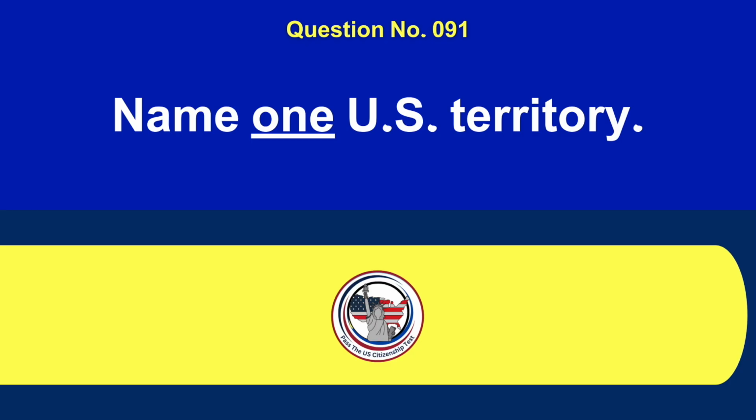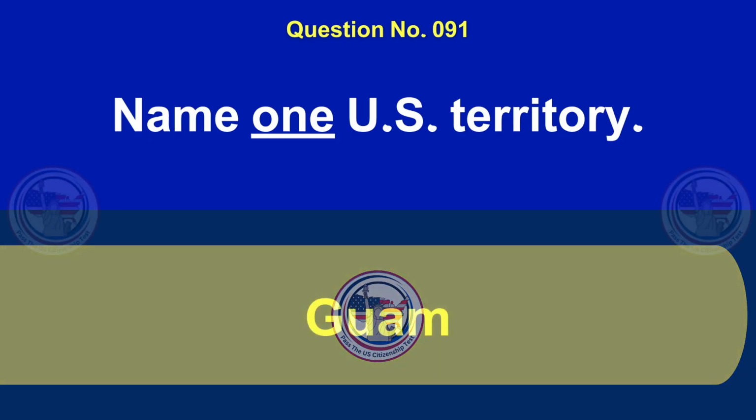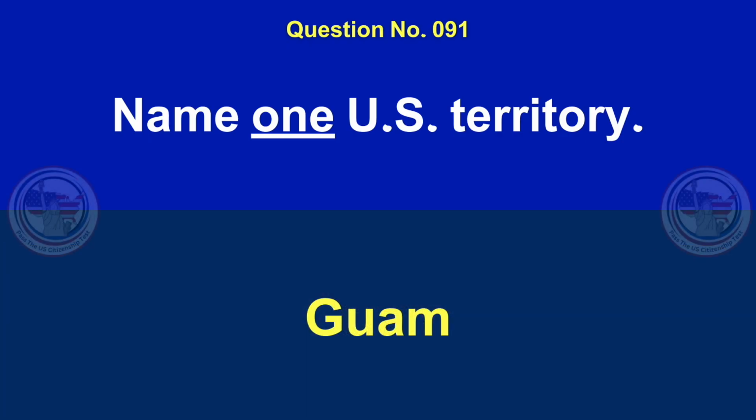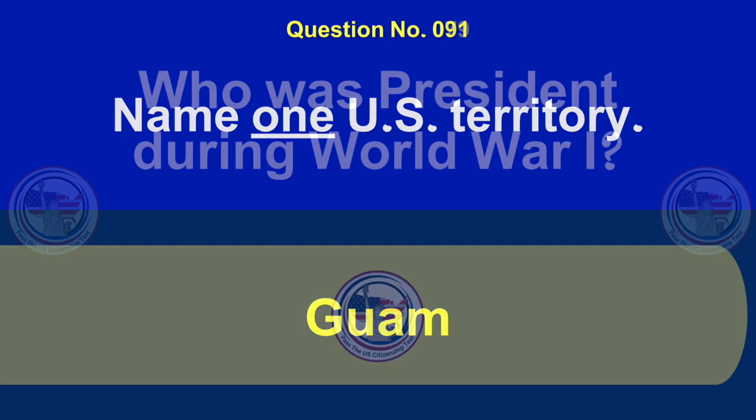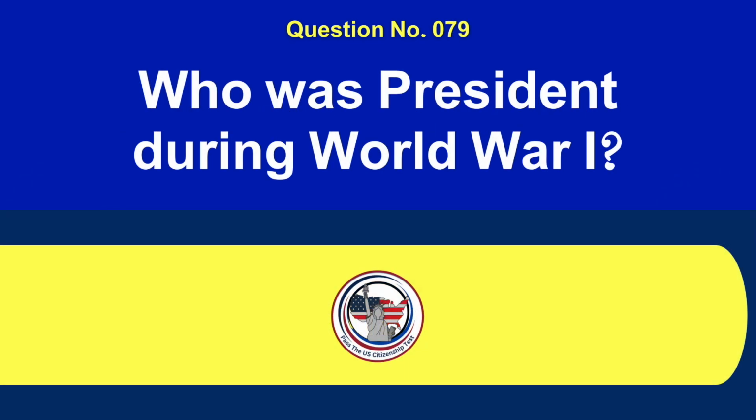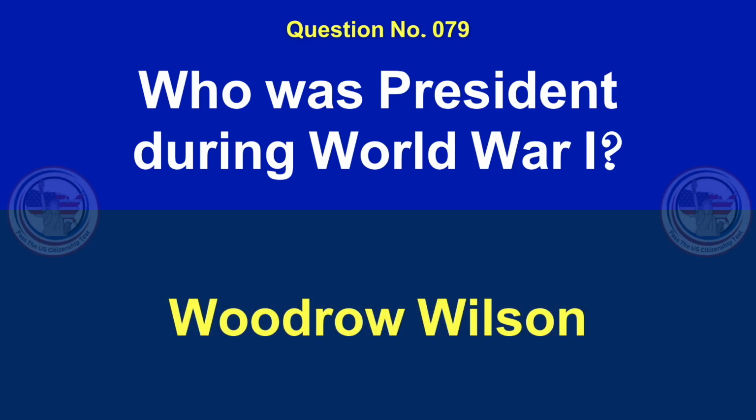Name one U.S. territory. Guam. Who was president during World War I? Woodrow Wilson.